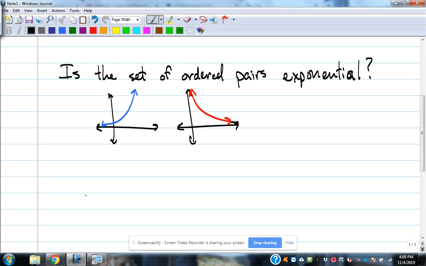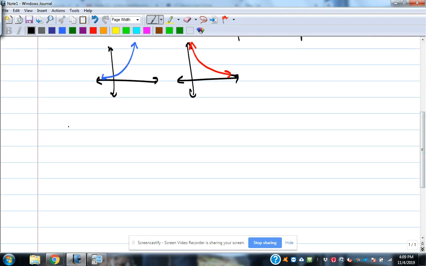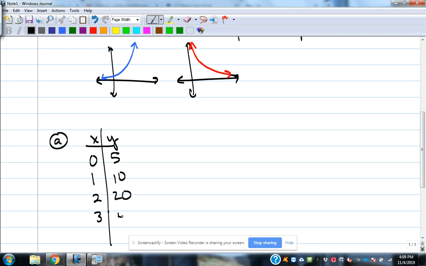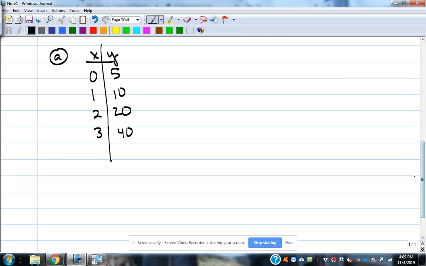All right. So what we're going to do is look at a set of ordered pairs and then decide, is it exponential or not? So let's just start with this one: 0, 5; 1, 10; 2, 20; 3, 40; 4, 80. So just five ordered pairs there.